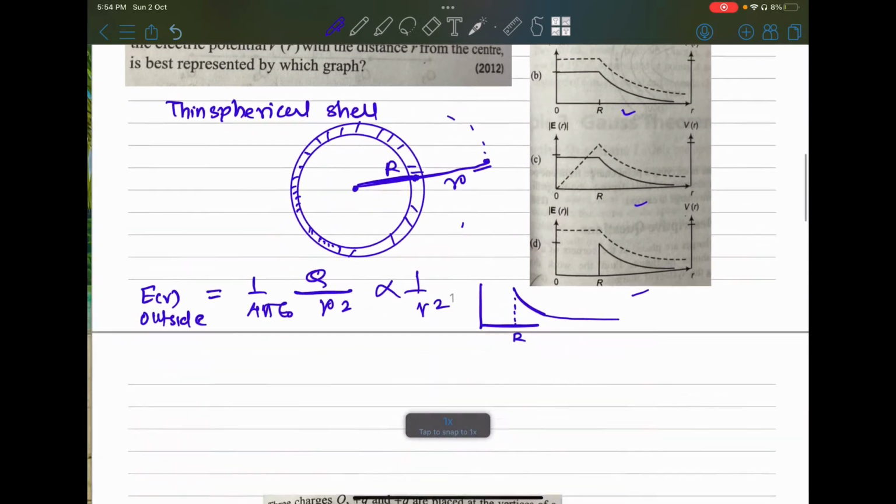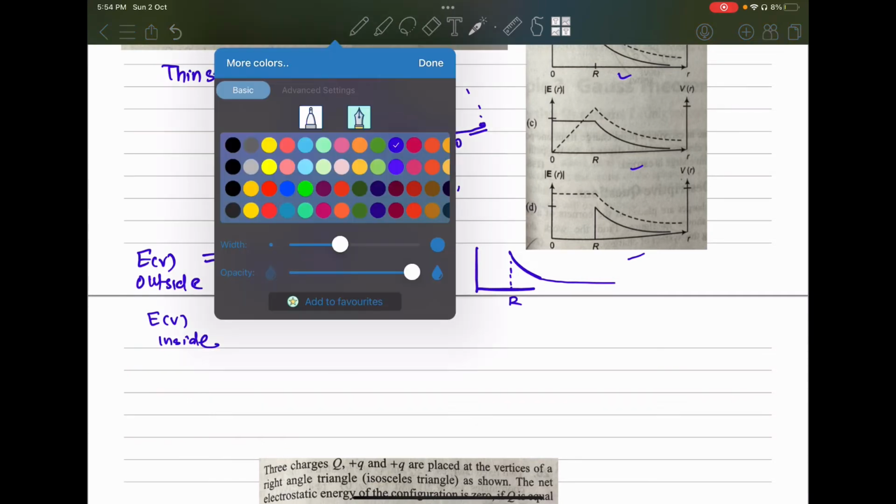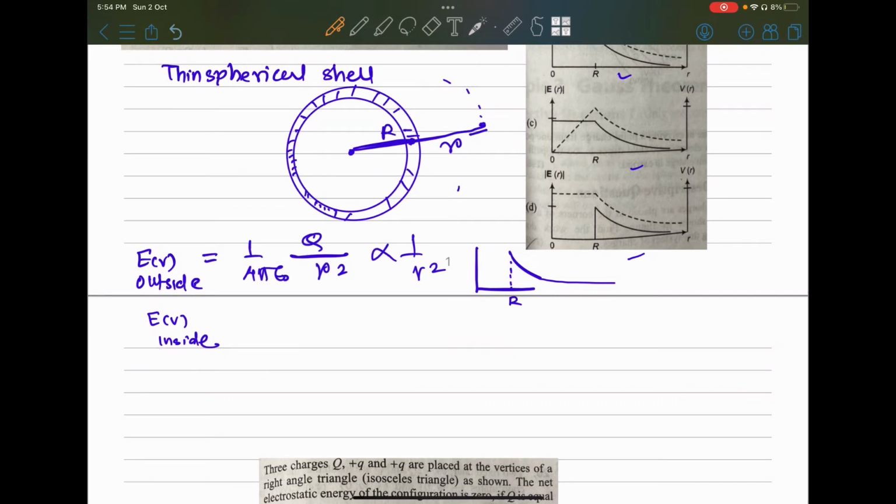Okay, let us see what the electric field is inside the spherical shell. If I draw a Gaussian surface inside this spherical shell, let's say over here, then there is no charge enclosed in this surface.